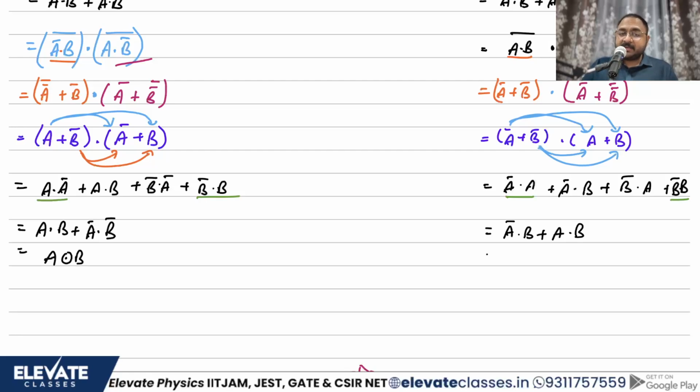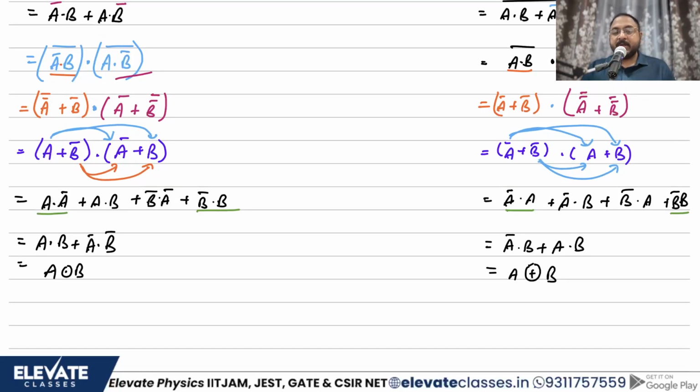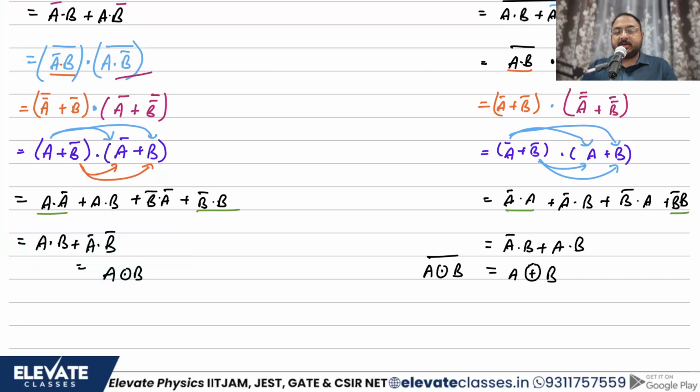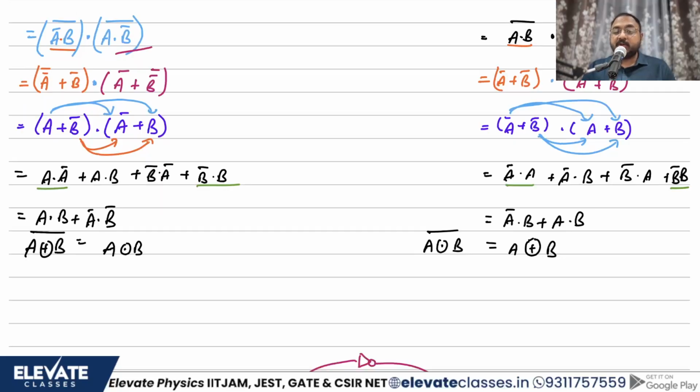But this is nothing but the XOR operator. So that is how we have proved that when I take the complement of A XOR B, I'll get A XNOR B, right? And when I take the complement of A XNOR B, I'll get A XOR B, right? So this is a very important result. Good to understand it and good to solve it on your own.